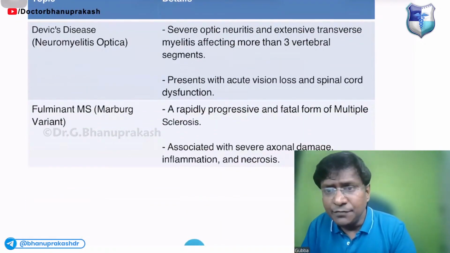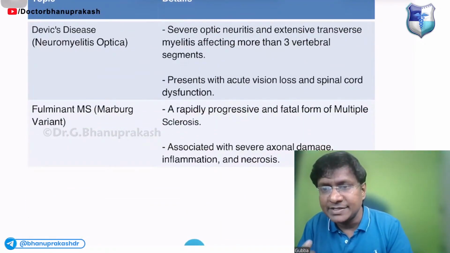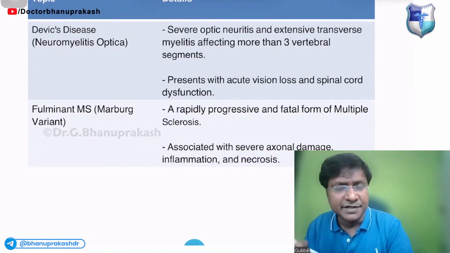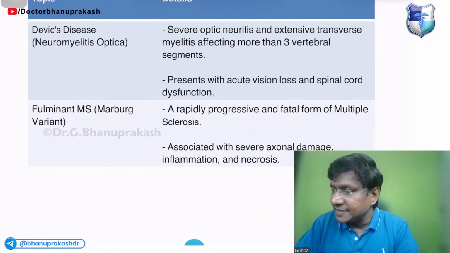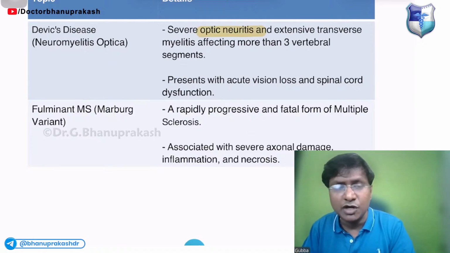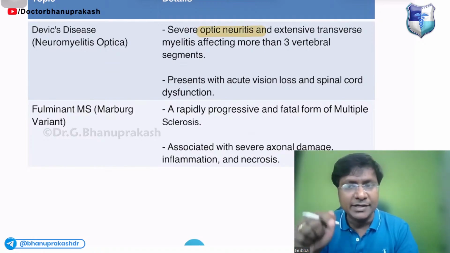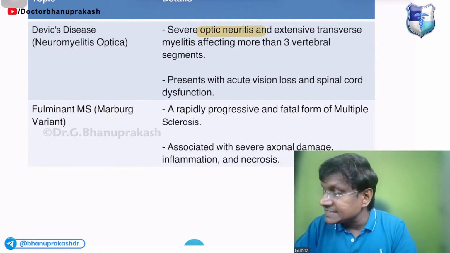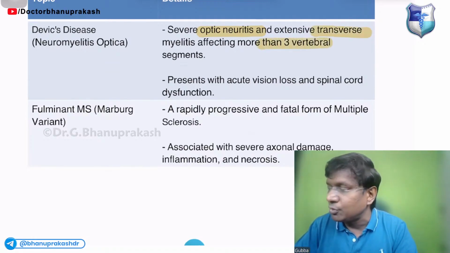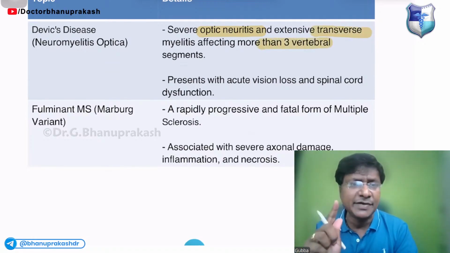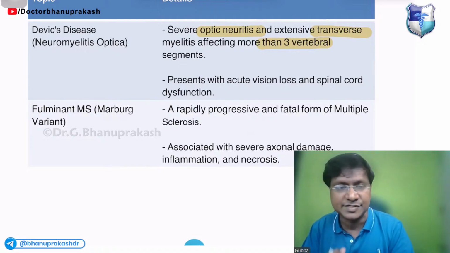If you take Devic's disease, which is called neuromyelitis optica, what exactly is the difference from multiple sclerosis? Definitely, these patients will have optic nerve involvement. Along with the optic nerve involvement, these patients will have extensive transverse myelitis of more than 3 vertebral segments. That is a very important point in case of Devic's disease.